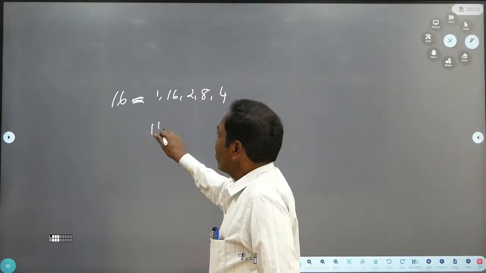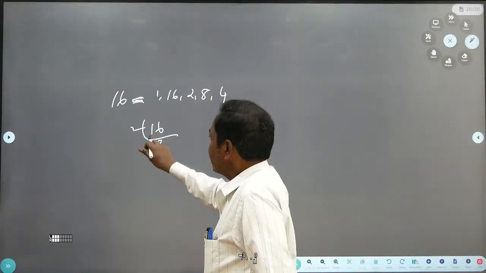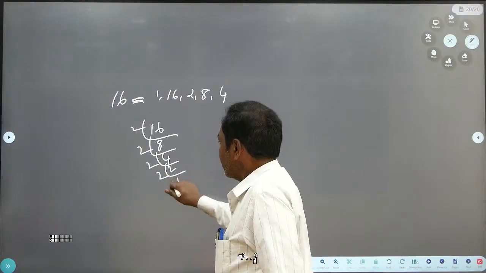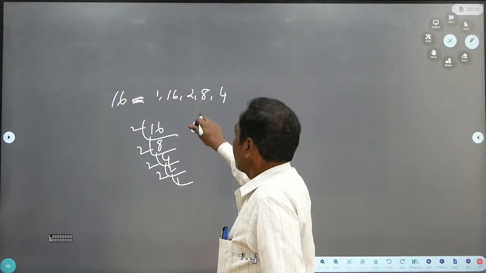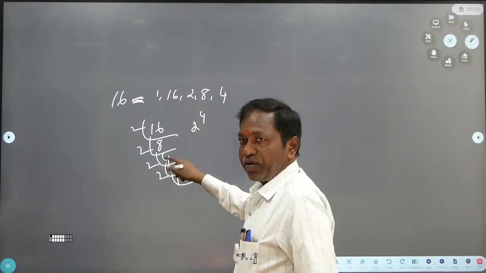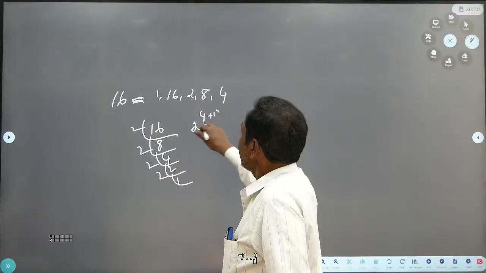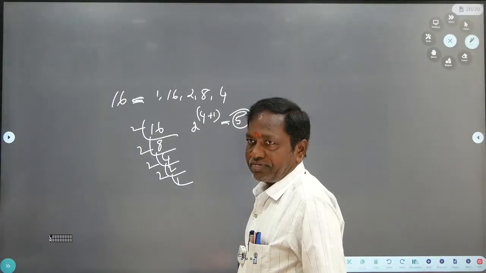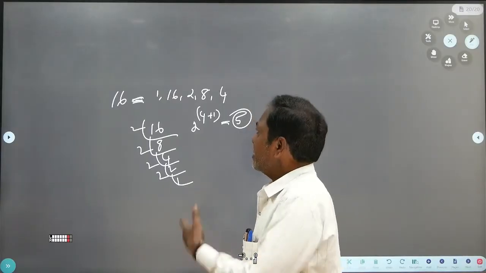If you take the prime factorization, 16 is 2 to the power of 4. There is only one prime factor, so the power 4 plus 1 means 5 factors.